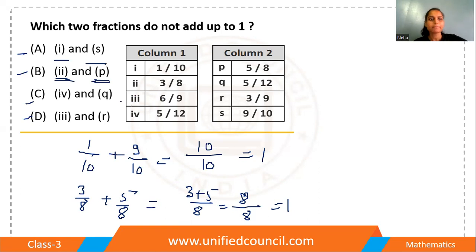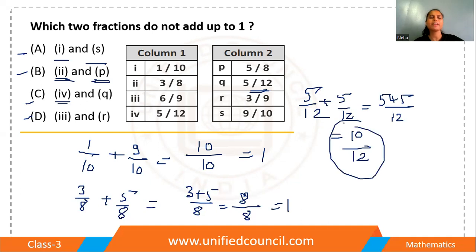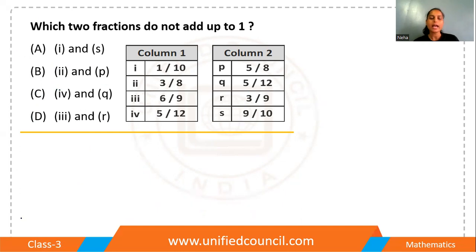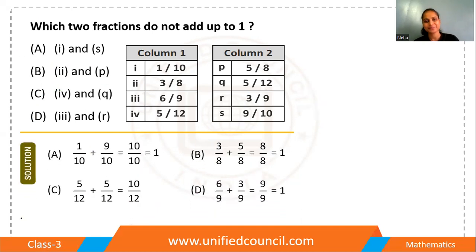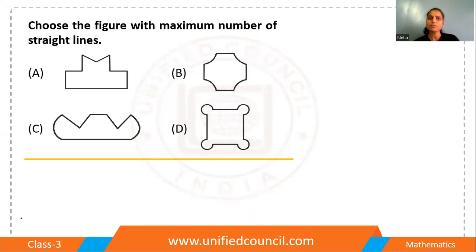Let's move to option C. In option C, we have 4, which is 5 by 12, and in Q we have again 5 by 12. The denominator is 12 and this is 5 plus 5, which is 10 by 12. 10 by 12 is not equal to 1. So I can see option C is the right answer. This is how you can check each option and solve it. Option D is also written here. You can check it.